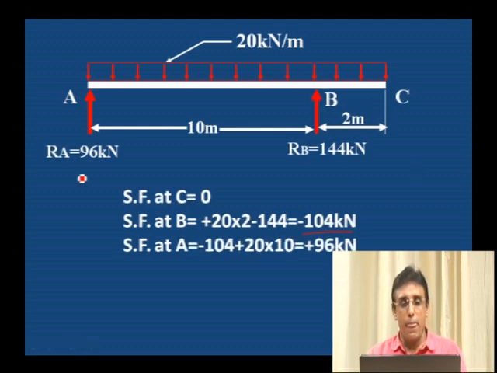Shear force at A is 96. Obviously it is 96, or you can calculate it as minus 104, the previous value, plus the load from B to A. What is the load from B to A? 20 kilonewton per meter into 10, 20 into 10. If we calculate this, you will get 96 kilonewton, which is equal to the RA value.